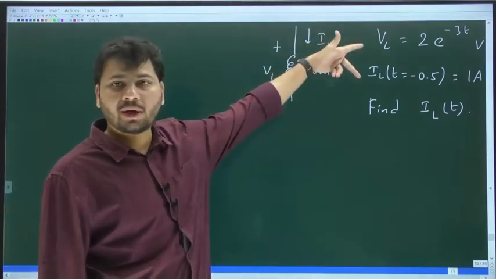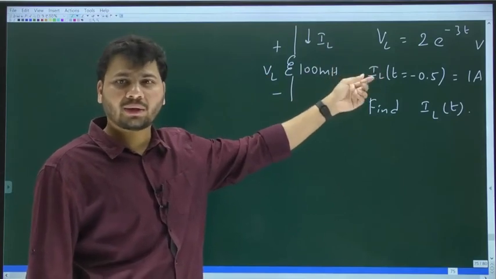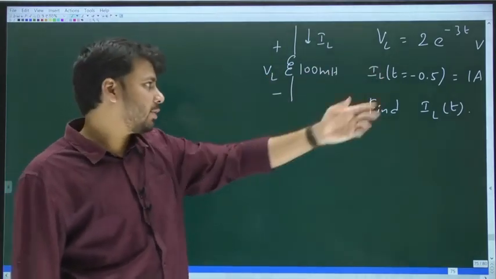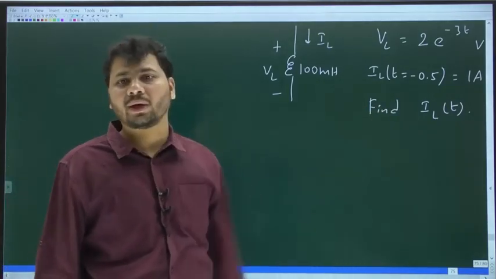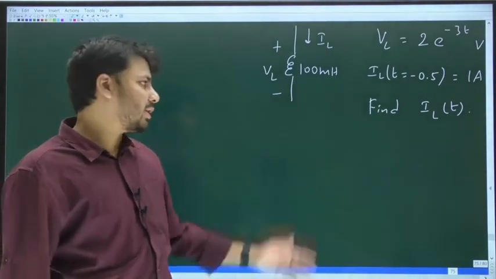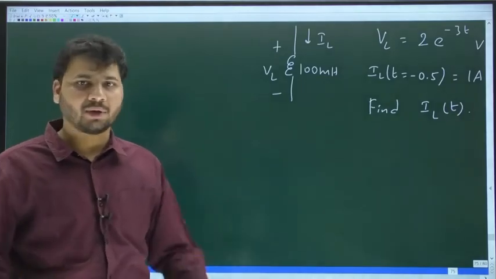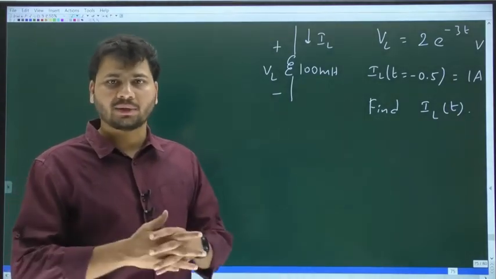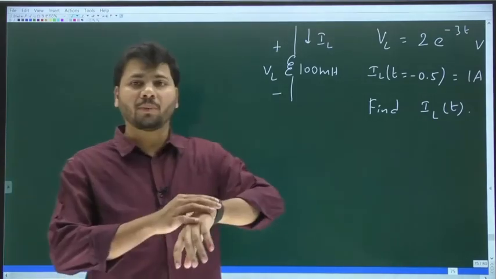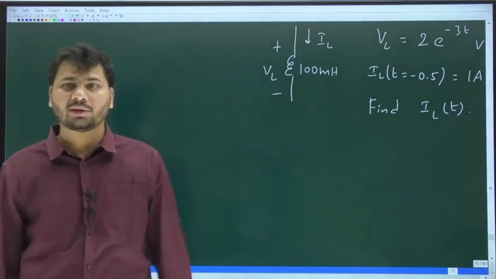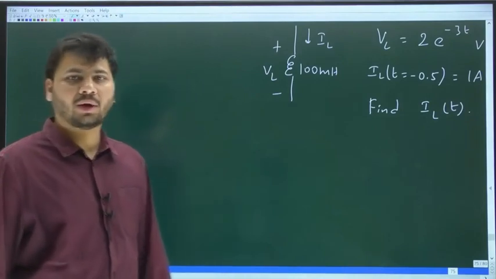So given the voltage across the inductor as a function of time and the current through the inductor at one particular point of time, which is t equal to minus 0.5 seconds, you have to find the current through the inductor as a function of time. We had solved a similar model in the last session. Please try to find IL as a function of time. Take 2 minutes and do it. Okay, please look at the screen, all of you.